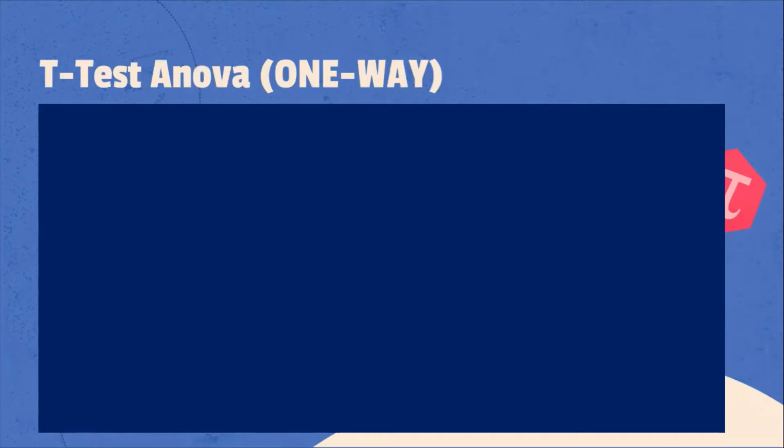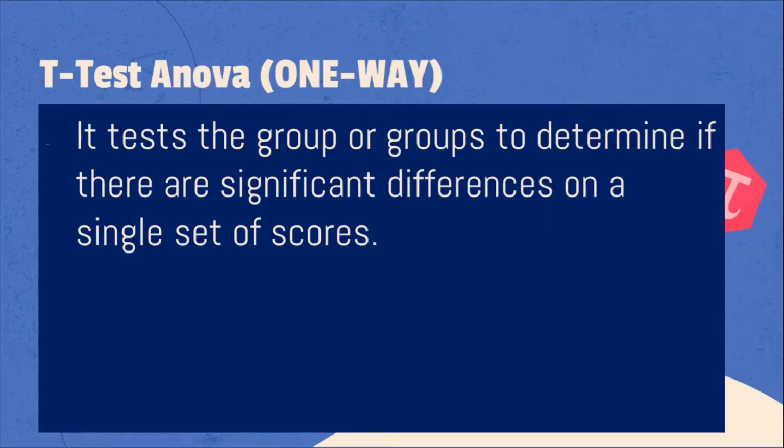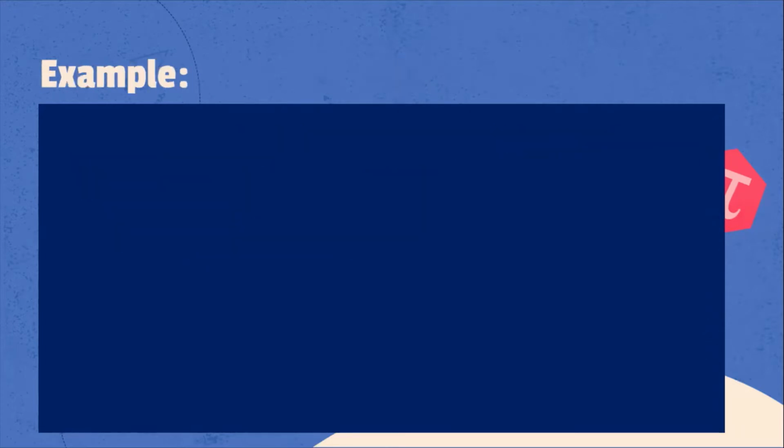What is t-test ANOVA one way? It tests the group or groups to determine if there are significant differences on a single set of scores. That is t-test ANOVA one way.